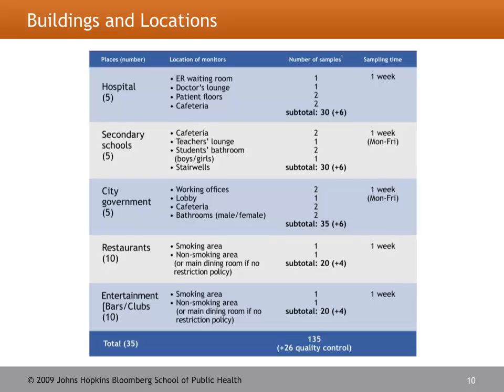So then you see the total at the bottom. So we went to 35 different buildings or venues, and we had 135 monitors plus 26 quality control monitors, which came out to about 161 monitors. We'll review exactly what is meant by the quality control monitors later in the presentation.